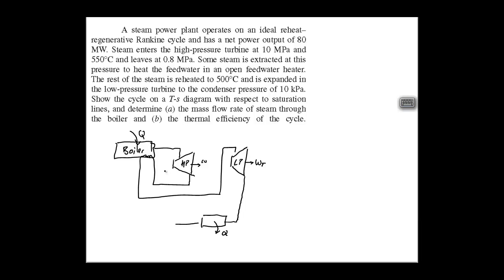Okay, here what we are going to have is we're going to preheat this water that comes from the condenser with some steam that we're going to extract from the derivation that we make. And we're going to put it in a tank. This tank is the feed water heater. So we need to add a pump in the middle.